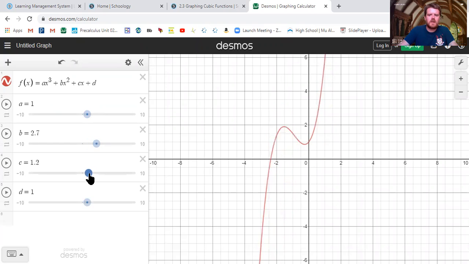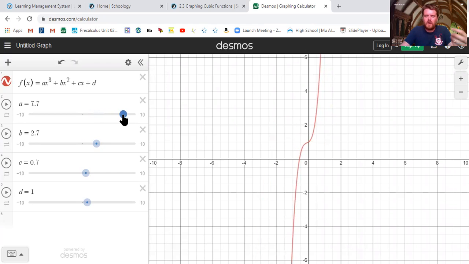B and C will change the shape of the curve, if you will, but the most common questions that you'll be asked are regarding the leading coefficient and the constant, so the a and the d. And this is true with cubic functions as well as any other function. So if I look at the a coefficient and I increase it, notice how the graph is getting more steep.